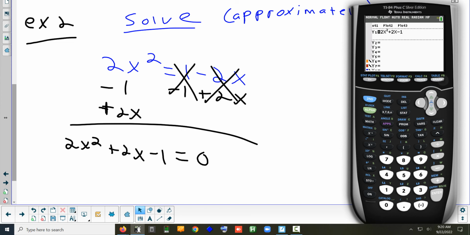Yes? What happens if you just subtracted 2x squared from both sides? You could do it that way as well. You get the same answer. Would 2x not be negative? Well, it would be negative 2x squared minus 2x plus 1. But if I type that in, it's going to cross the x-axis at exactly the same spots. It won't make a difference in the answer.